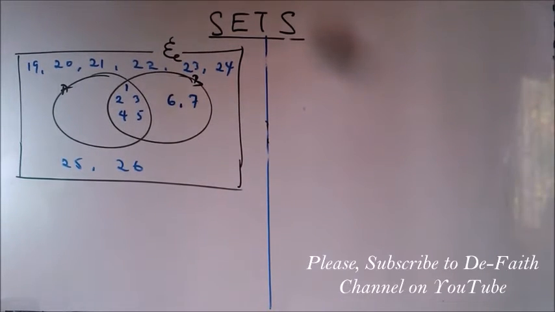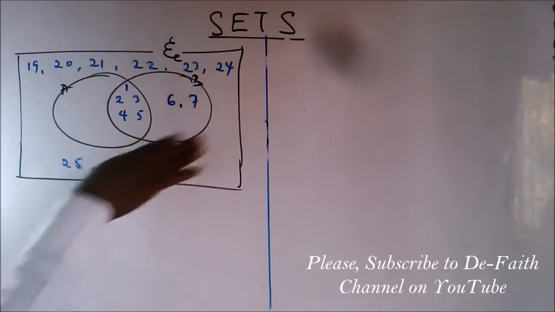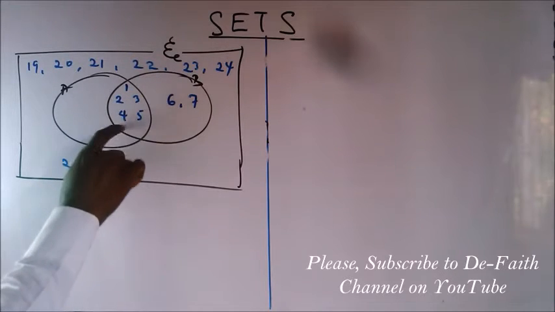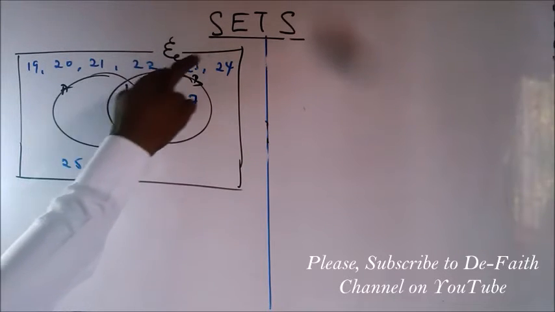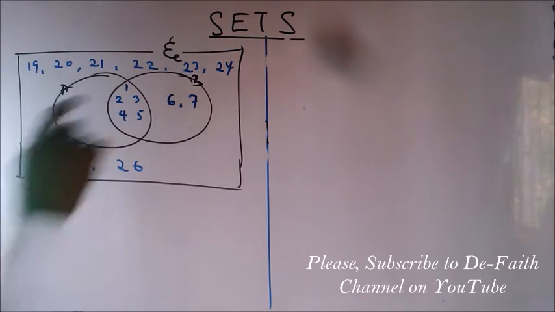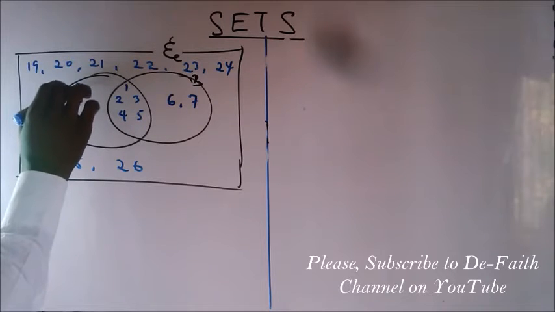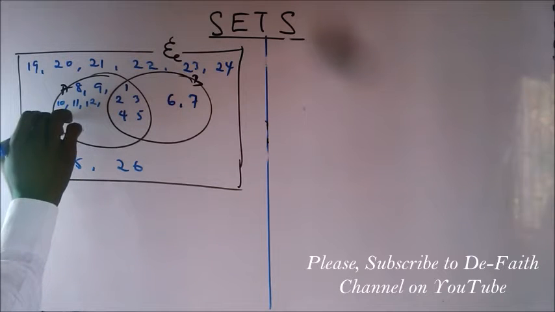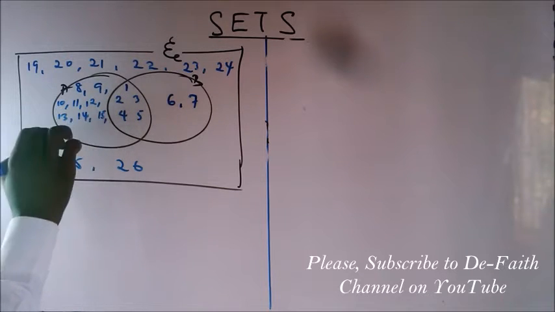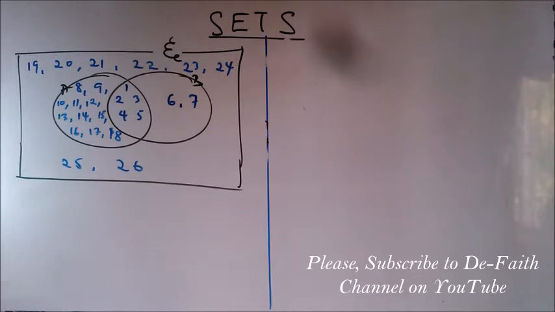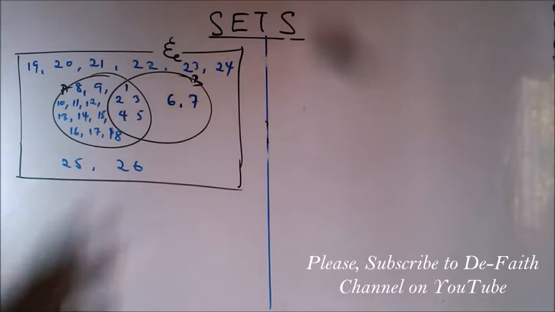And then we are told that the number of elements in the universal set is 26, meaning that if we count all the elements inside this universal set, it should be 26. But here we have 1, 2, 3, 4, 5, 6, 7, 8, 9, 10, 11, 12, 13, 14, 15. So we need to complete 26. So we have 7 here. We could have 8, 9, 10, 11, 12, 13, 14, 15, 16, 17, and 18. So with this, we now have 26 elements.